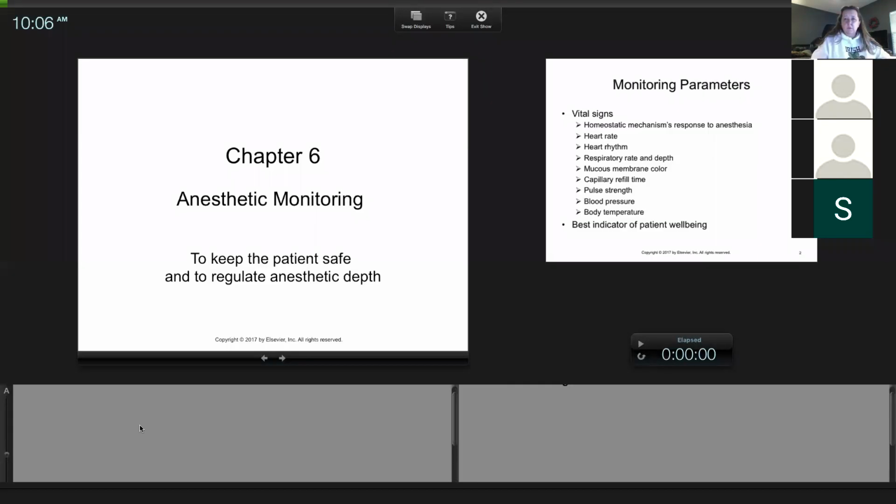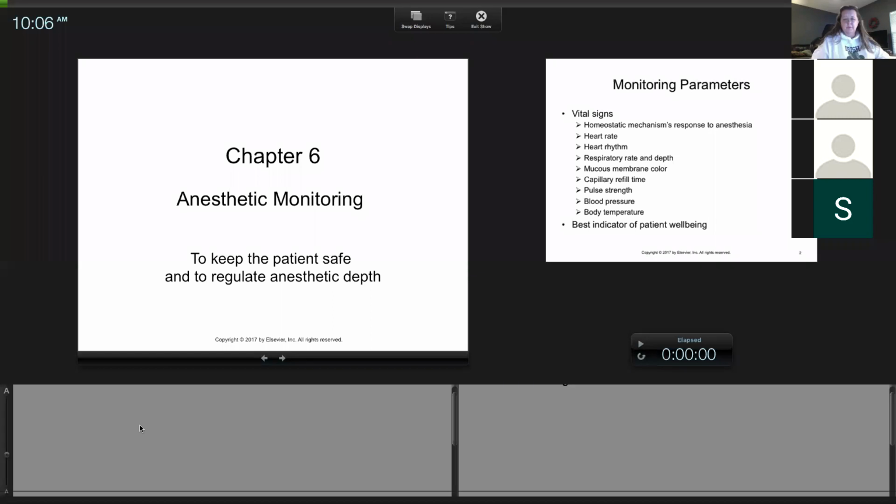Okay, so we're going to start with monitoring. And again, we've done chapters 1 and 2, and now we're going all the way to 6. But I'm moving around because I want to go over the basic monitoring parameters, so that when I talk about patient reactions to anesthesia later, when I talk about drugs, you already kind of know what I'm talking about when I talk about these side effects. But this is the know your patient portion of my whole know your patient, know your drugs, pay attention. This is the pay attention part, to really try to keep them safe.